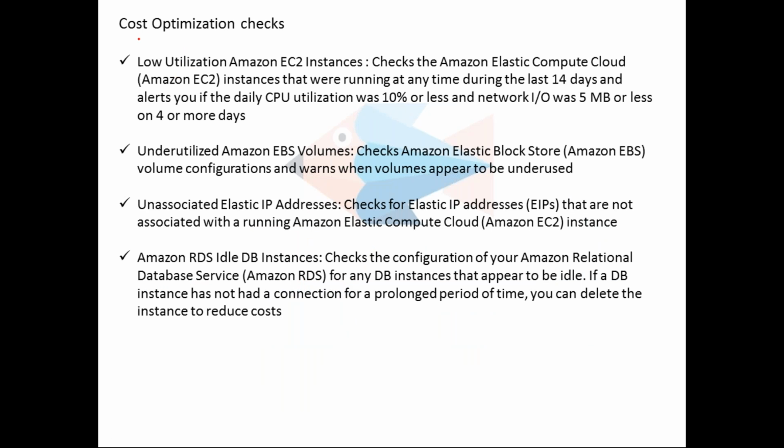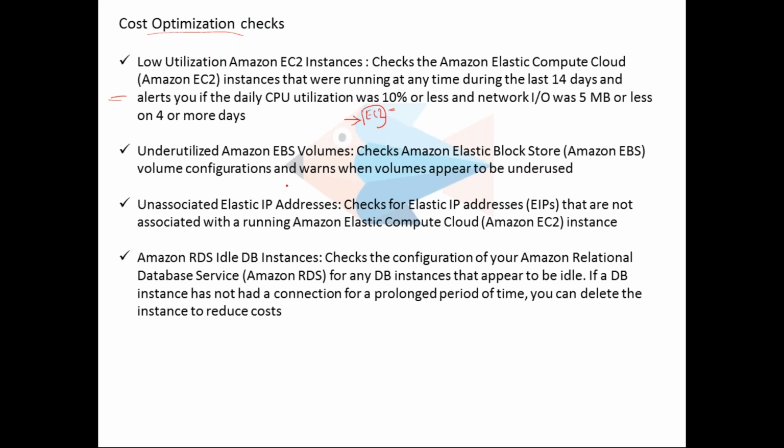Next comes the cost optimization check. We'll see examples for all the 5 pillars. For example, if you have an EC2 instance and the CPU utilization is 10% or less, that means you're actually not using this EC2 instance. It will throw you a warning telling you that you have an EC2 instance but you're not using it, and you're still paying for that. So it's a cost optimization check, a warning for you.